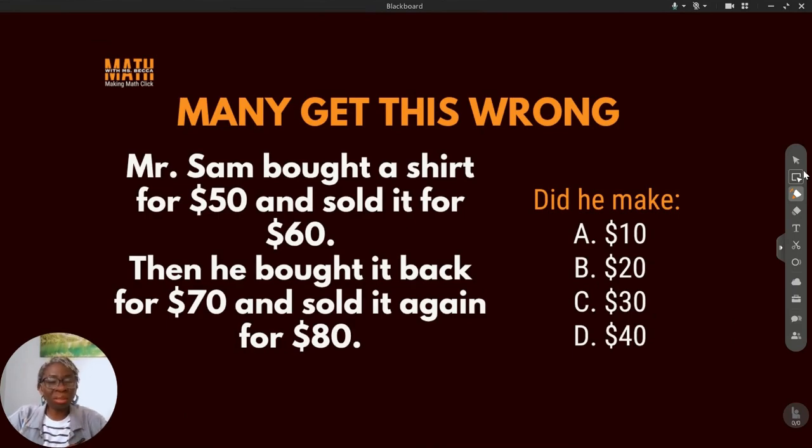Mr. Sam bought a shirt for $50 and sold it for $60. Okay, then he bought it back at $70 and sold it again for $80. Now the question is asking us if he made $10, $20, $30 or $40. So how much did he make?